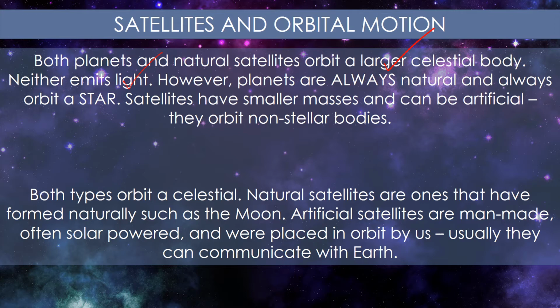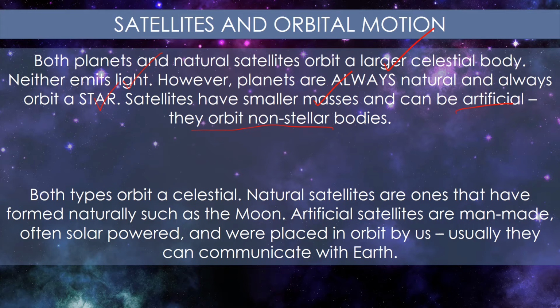Planets are always natural and always orbit a star. I said they orbit stars, and then natural satellites could be artificial and orbit non-stellar bodies, so not stars. Yeah, and satellites have smaller masses. I said they were smaller.